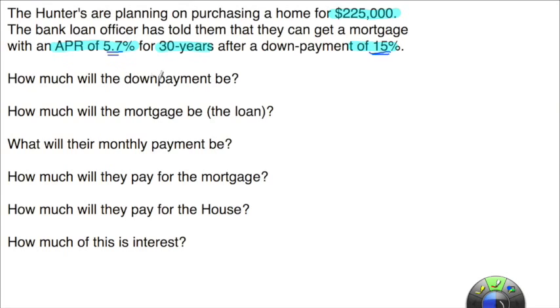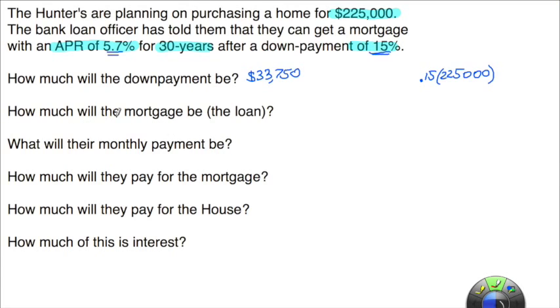So the first thing it asks is, what will the down payment be? Well, the down payment is related to this 15%. So we're going to take 15% of the cost of the house, which is $225,000, really close to the average cost of a house today, kind of scary. So if we do 15% times 225,000, we're going to get $33,750. So the answer to this question is $33,750. A little chump change, yeah.